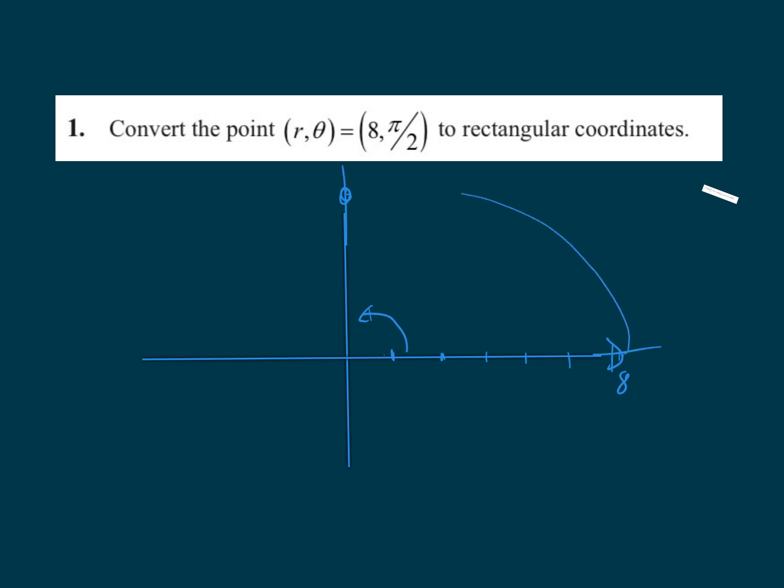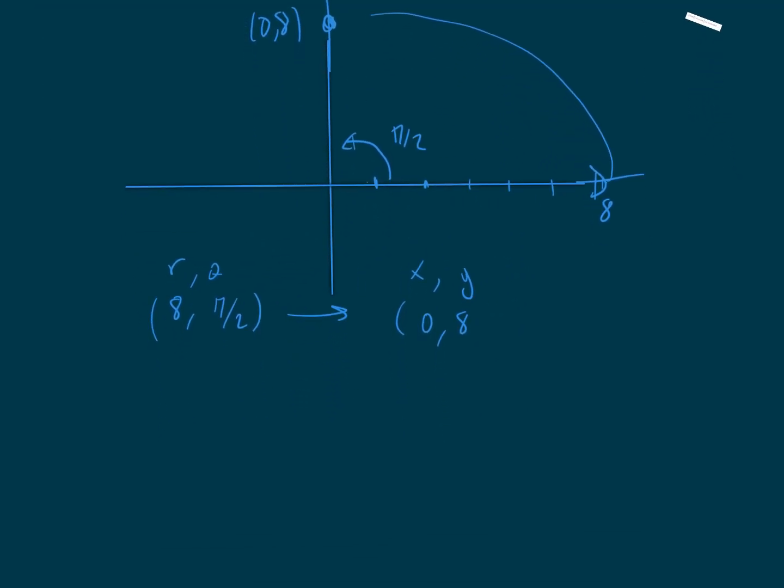You rotate pi divided by 2, so you have a semicircle of radius 8, and the angle is pi divided by 2, so it's this point. Who is this point? This point is the point (0, 8) in Cartesian coordinates. So the point (8, pi divided by 2), (r, theta), is converted into the point (x, y), (0, 8). So let's do it formally.